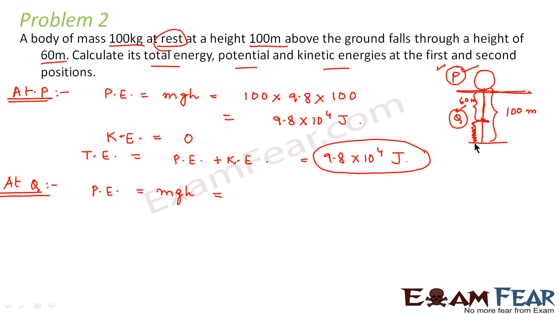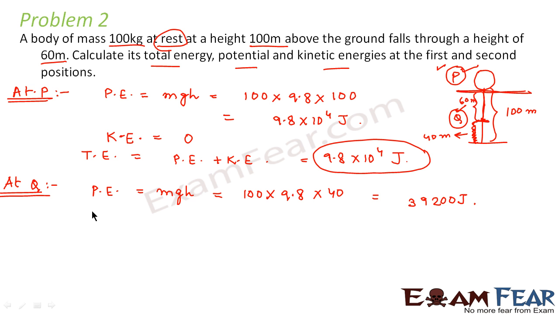So what will be this height here? This will be 100 minus 60, because this total is 100 and it has already travelled through 60. So this height will be equal to 40 meters. Therefore, here it will be m into g into h, where h is 40. So this will be equal to 39200 joules. So this will be the potential energy at point Q.